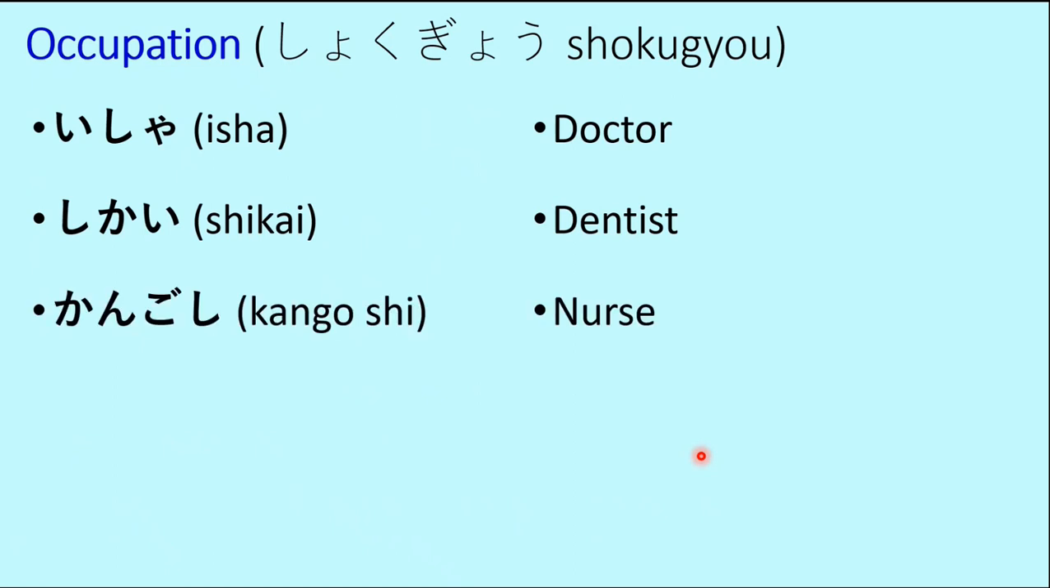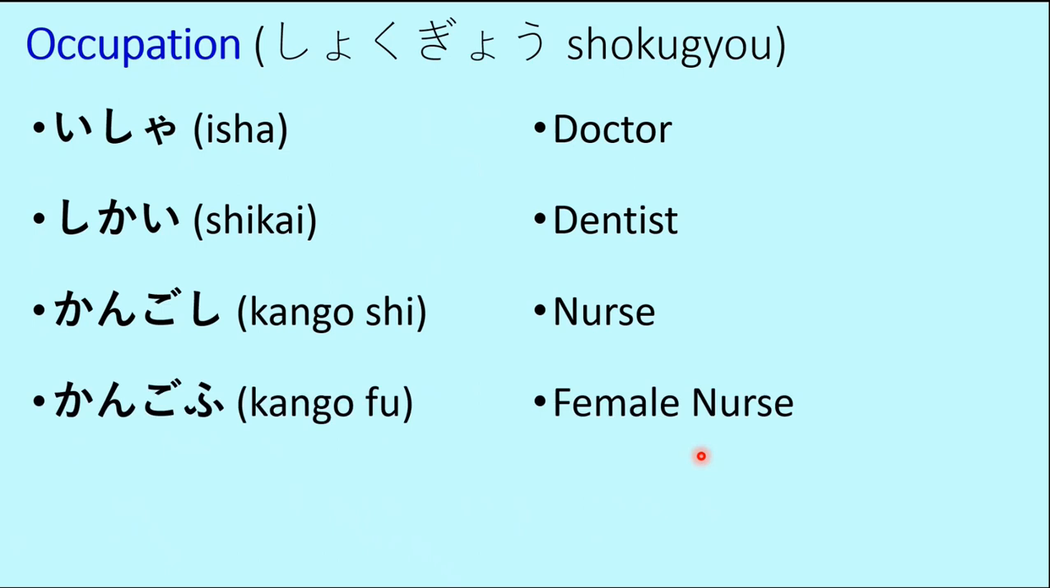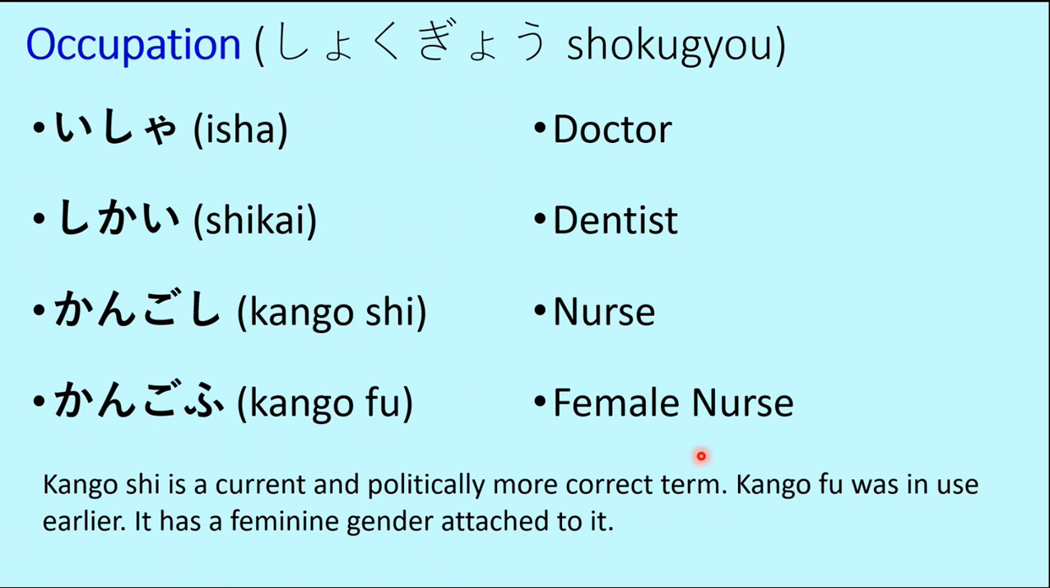Kangoshi is for nurse. And kangofu is also for nurse, but it represents the feminine gender. So a female nurse is called kangofu. Kangoshi is the current and politically more correct term, and kangofu was in use earlier. It has a feminine gender attached to it. So in present day, this word is avoided since it is a kind of sexist word. So kangofu is not used. Kangoshi is the correct and acceptable word for nurse.